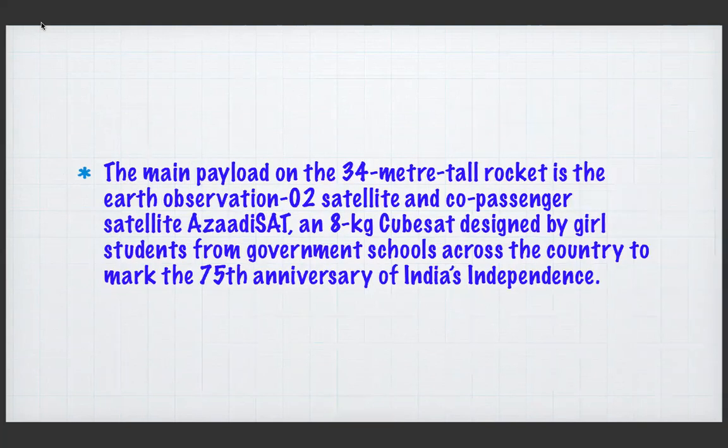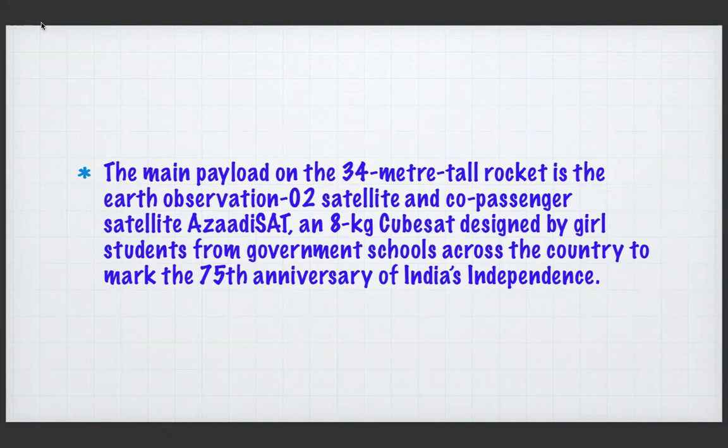The main payload on the 34-meter tall rocket is the Earth observation satellite. What is the primary satellite? The main satellite, for which the entire launching vehicle is being carried. The majority of the functions and the majority of the share of the launching vehicle has to be carried for one single satellite called the primary satellite. What is the primary satellite? It is EOS, Earth Observation Satellite, and the co-passenger satellite is Azadi Sat.